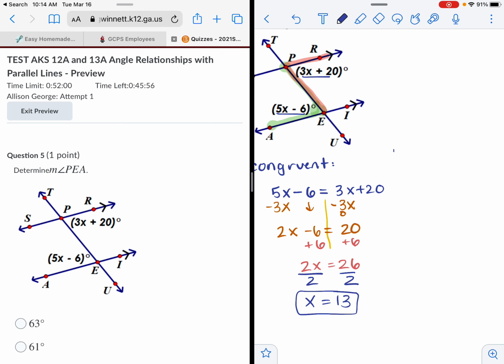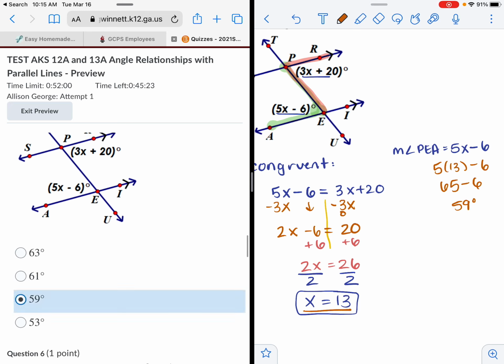So, the measure of angle PEA is represented by the expression 5x minus 6. And now that we know that x is 13, I'm going to replace x with 13, substitute it in, so that way I can find the measure of angle PEA. So I'm going to follow the order of operations. 5 times 13 is 65. Minus 6 is 59. So 59 degrees would be our answer here.